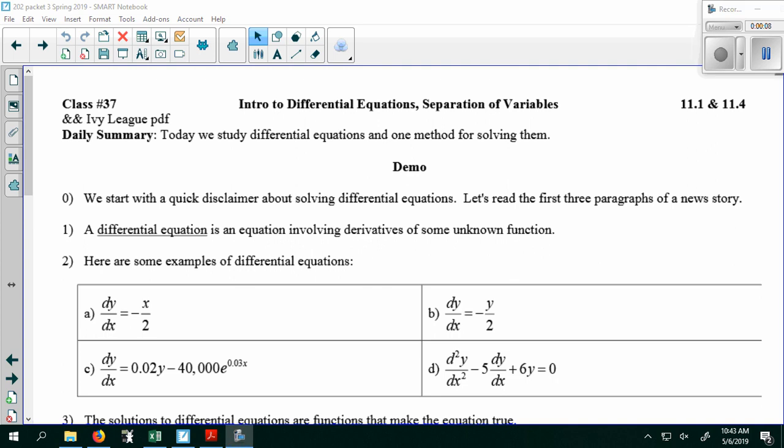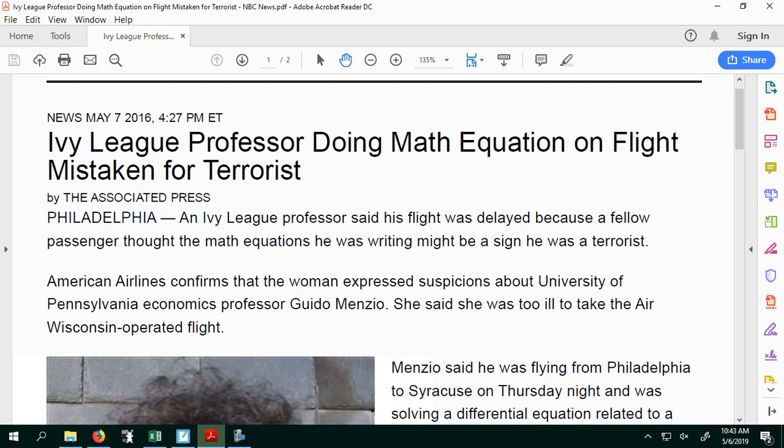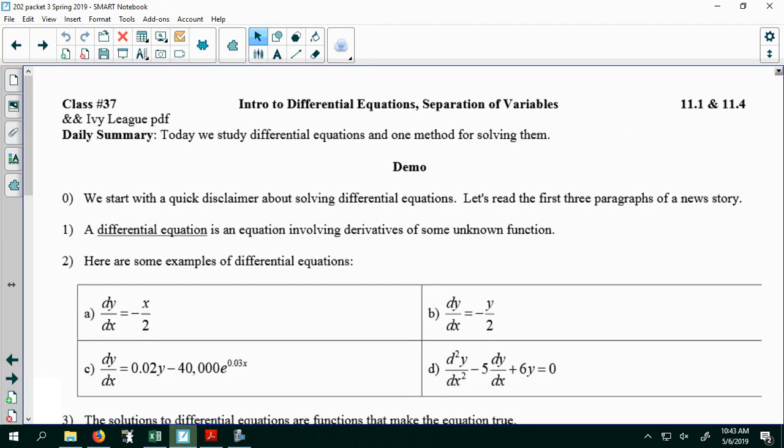I want to just warn you that you should be careful where you practice solving differential equations. You might be mistaken for a terrorist. Right? This is like a real article, an Ivy League professor who was solving some differential equations on a flight, and somebody thought that that made him very suspicious. So don't let people see you doing it too much.